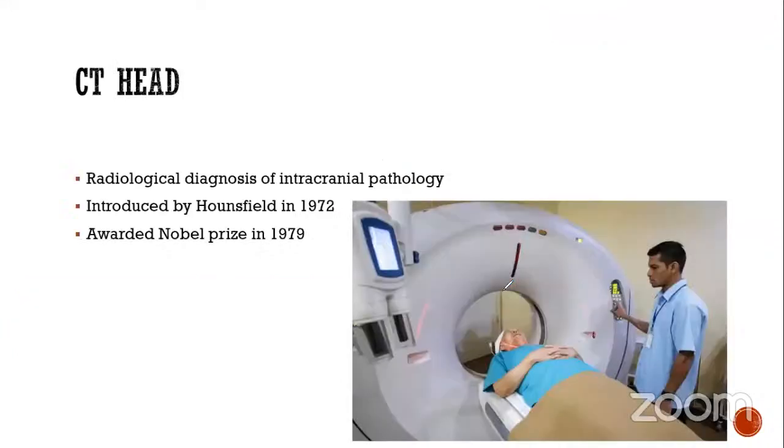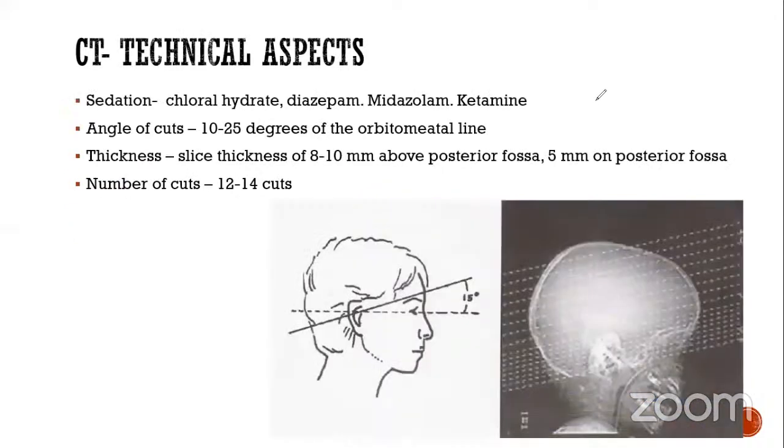Next one is the CT head, the radiological diagnosis of intracranial pathology. CT of the head has become an integral part in the radiological diagnosis of intracranial pathology. The technique was developed and introduced into clinical use by the British physicist Hounsfield in 1972. For this, he was awarded the Nobel Prize in 1979.